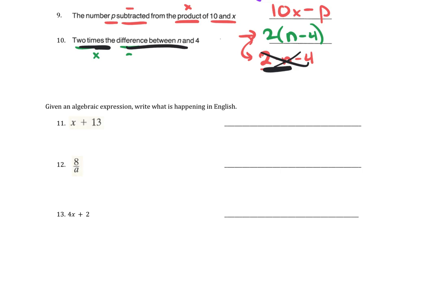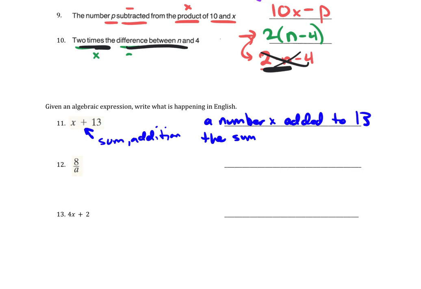Okay, so now we're going to switch it up. You're going to take an algebraic expression and you have to write it into English. So you're looking at an addition problem. So you want maybe to consider sum or addition or added to or something like that. So I might say a number x added to 13. Okay, that's just one way to say it. If you have a different way but it still says the same thing, I might say the sum of a number x and 13. I might say it that way.